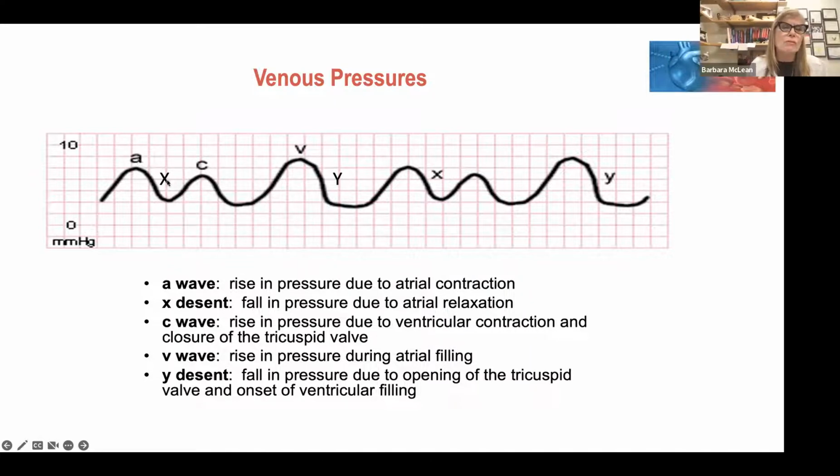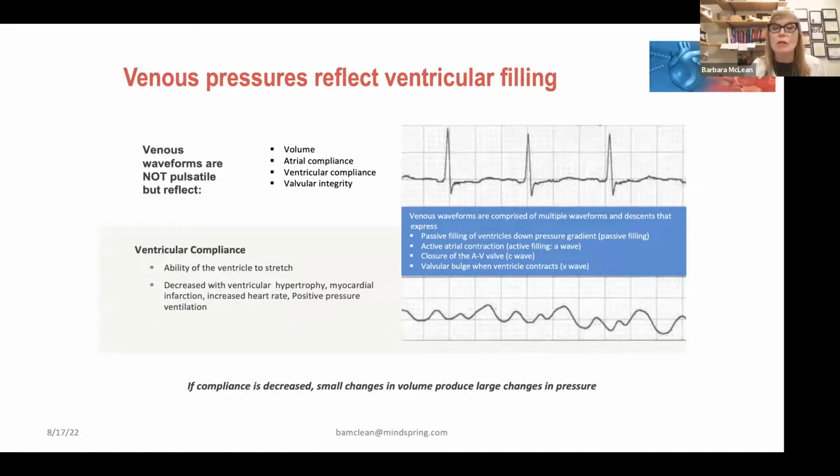The bigger the A wave, the bigger the X descent. The bigger the V wave, the bigger the Y descent. Pretty straightforward. Very meaningful for us when we're looking at our pressures. So now, something I encourage folks in the CVICU to remember: you cannot look at your monitor and say, oh, I see an A wave, C wave, and V wave. No, you cannot know that. It has to be correlated to the electrical event that caused it.